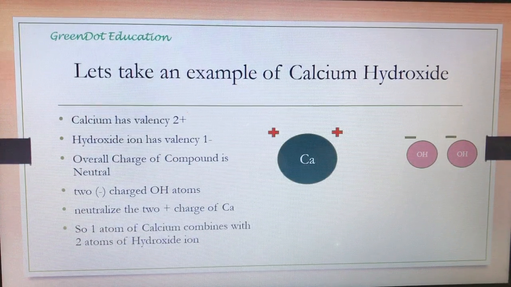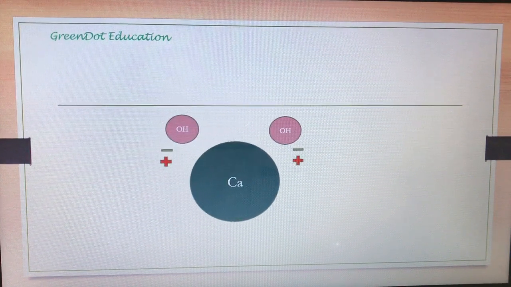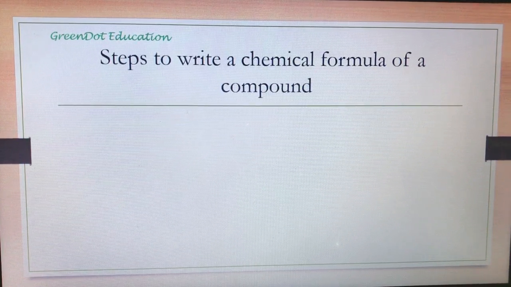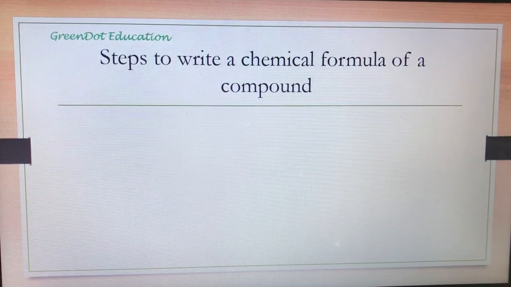So one atom of calcium combines with 2 hydroxide ions having 2 negative charges. They come together and in this way neutralize each other's charge and form a chemically neutral and stable compound known as calcium hydroxide. The chemical formula can also be determined by another method, simply using these steps. Now which steps are used to determine the chemical formula of a compound?